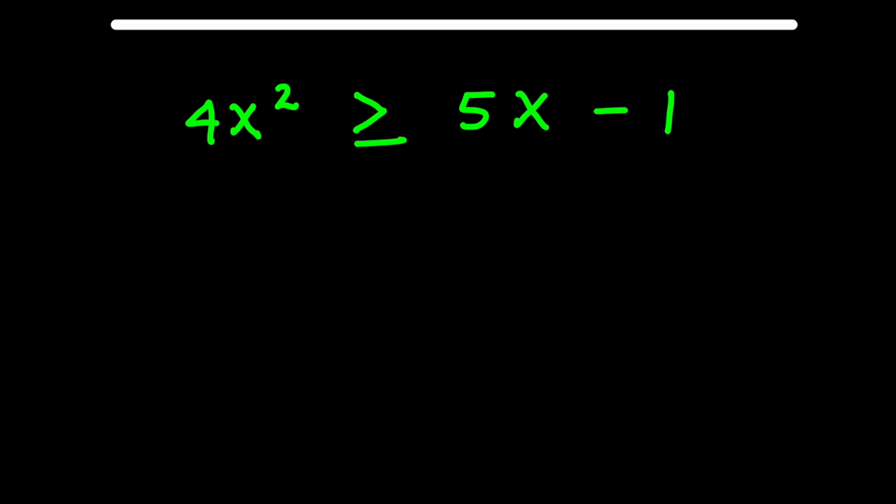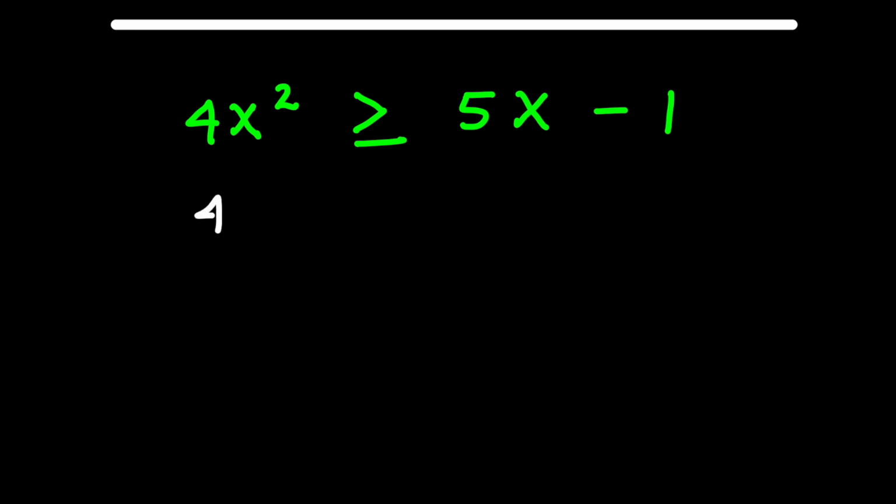Before us, we've got a quadratic inequality which is 4x squared is greater or equals to 5x minus 1. So we're supposed to solve this, right? And I'm going to show you guys two ways that you can solve quadratic inequalities in general, using the graphical way or using the table method. So let's just dive right into it.